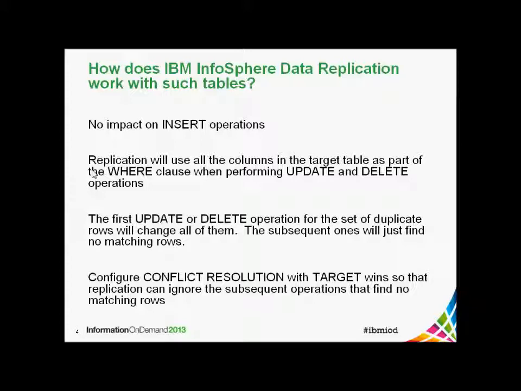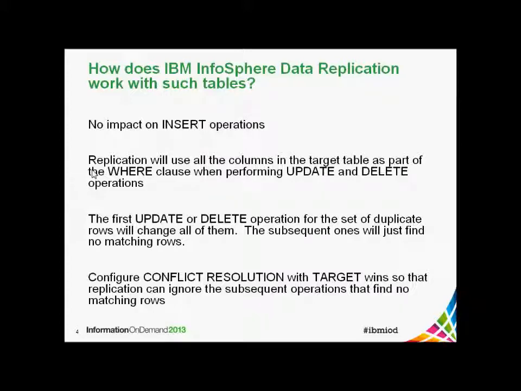The simple answer is it works fine, but I'll give you a bit more detail. There's, of course, no impact on insert operations because you're not trying to identify a row through any sort of where clause in an insert operation. For updates and deletes, replication will just use all the columns in the target table as part of the where clause. And so the first update or delete one sees for a set of duplicate rows, that will change all of them. And then subsequent ones will just find no matching rows. But that's fine. Your target table still is in sync with the source. All the changes on the source were applied to the target.